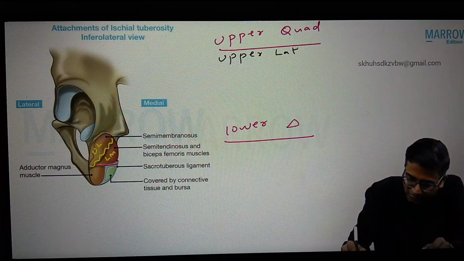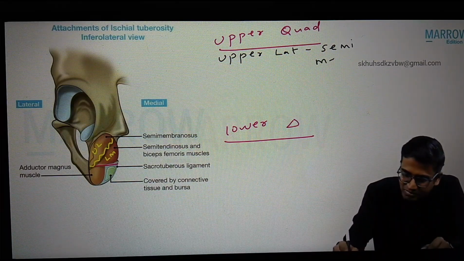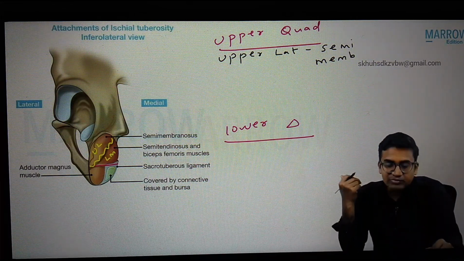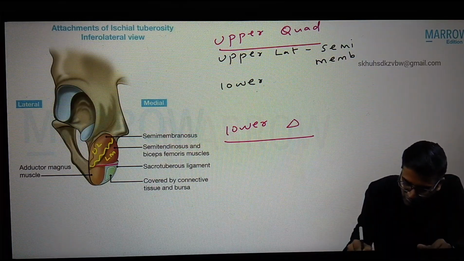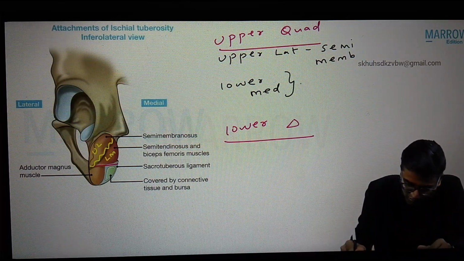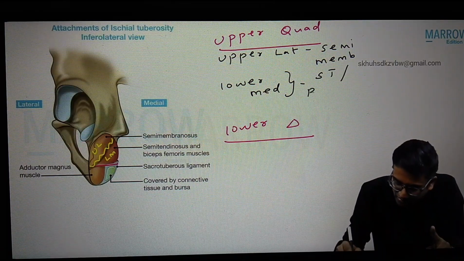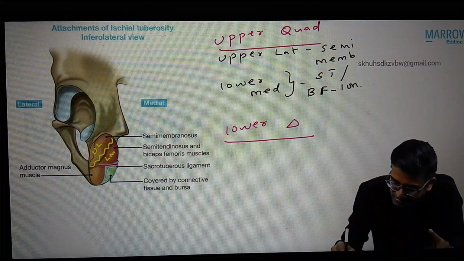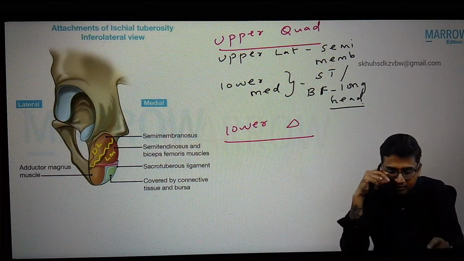The upper lateral part gives origin to the semimembranosus muscle. The lower medial part gives origin to the semitendinosus muscle and the biceps femoris muscle, long head only.